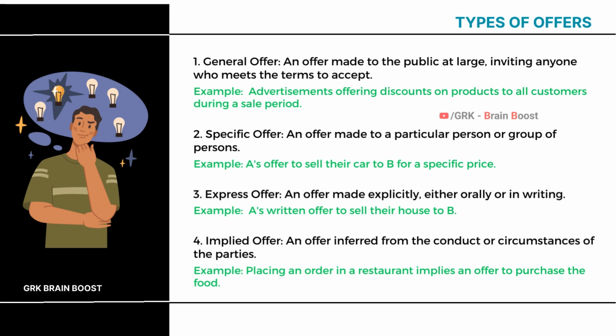Next one, express offer. An offer made explicitly, either orally or in writing. Example, A's written offer to sell their house to B. Implied offer. An offer inferred from the conduct or circumstances of the parties. Example, placing an order in a restaurant implies an offer to purchase the food.